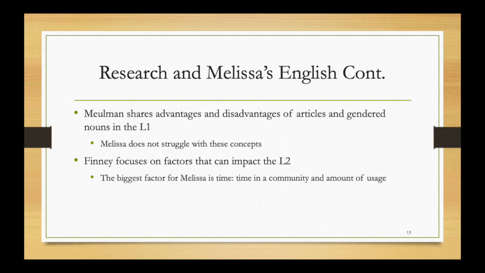With Mollman's study, Mollman wrote briefly of the advantages and disadvantages of having gendered nouns and or articles in the L1. With this case, Melissa is at an advantage because German also has articles, and the number of articles between German and English drops from 3 to 1.